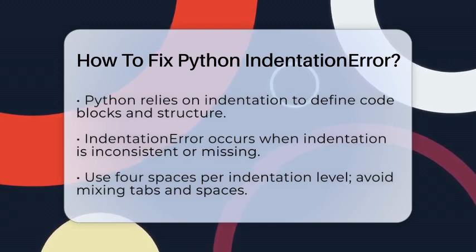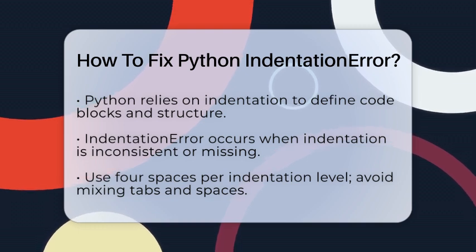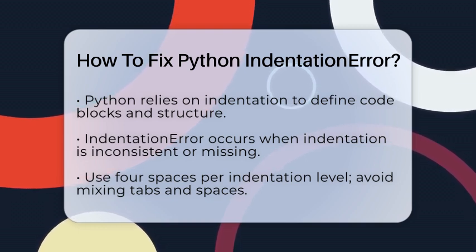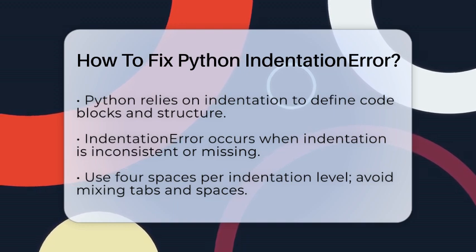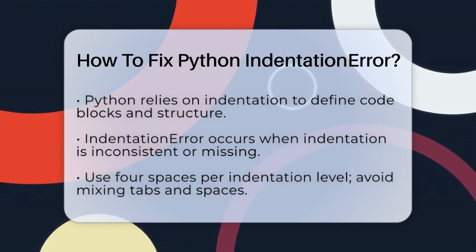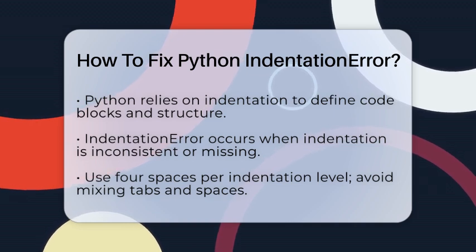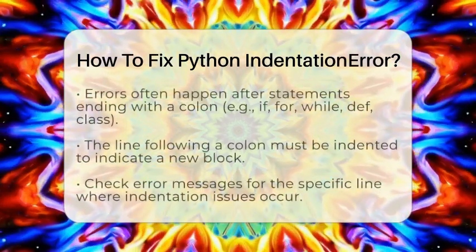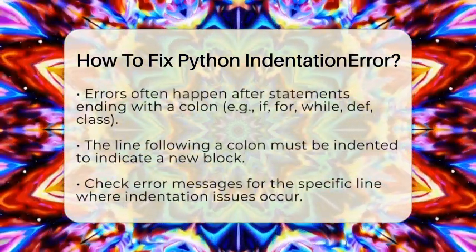First, understand that Python expects you to be consistent with how you indent. Usually, you use four spaces for each level of indentation. Some programmers use tabs, but mixing tabs and spaces can cause problems because Python treats them differently. So, always pick one method and stick with it.